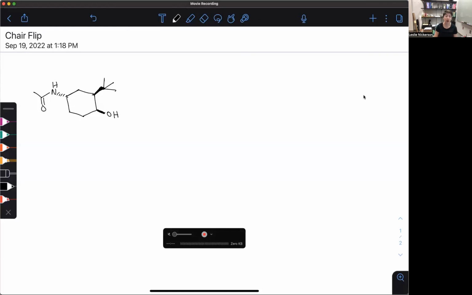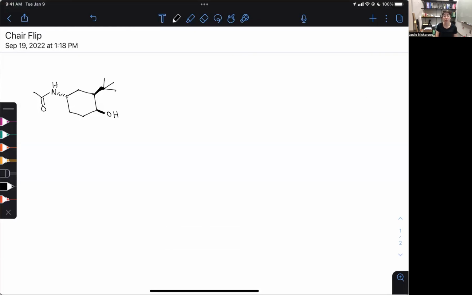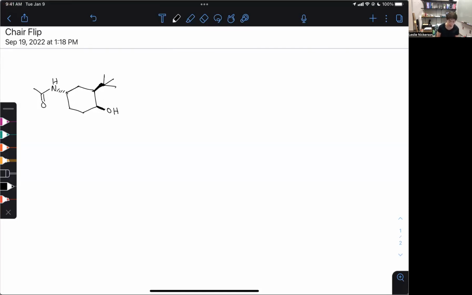Everybody, I'm going to go over how to do a chair flip. That's also going to encompass how we find the more stable conformation for chairs for any kind of cyclohexane situation. So this is what we're starting with. One of the things we need to practice is making sure we can transfer from a flat structure of a cyclohexane to the chair conformation of that cyclohexane.